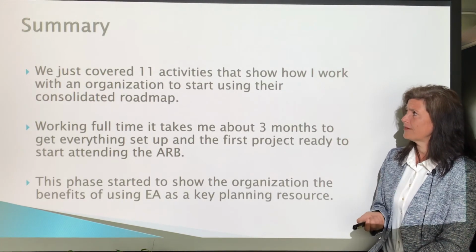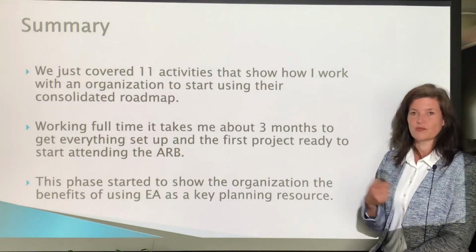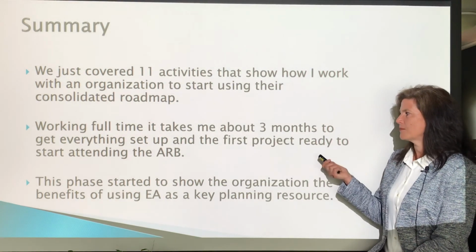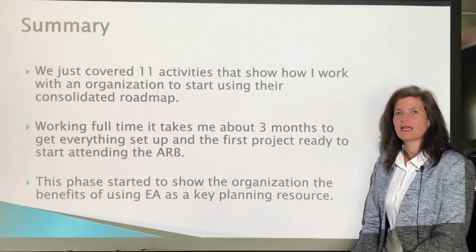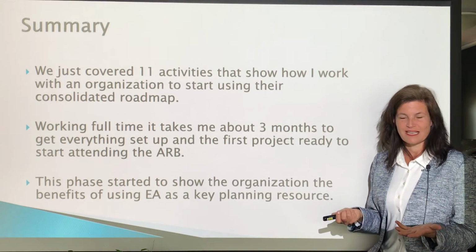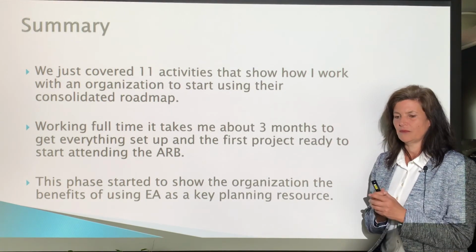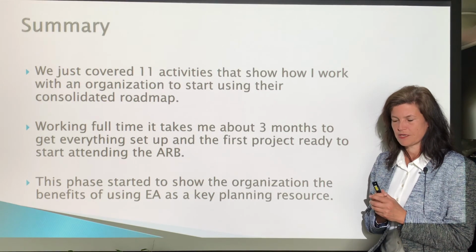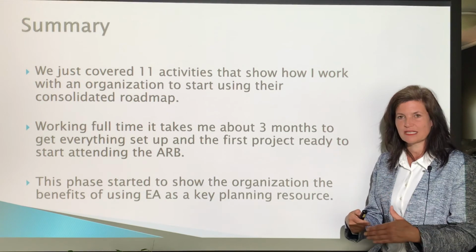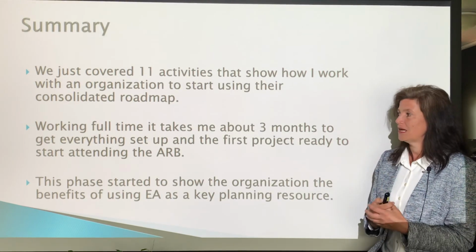So we just covered 11 activities that show you how I start to work with the organization when it comes to using that consolidated roadmap. Working full time, again, this one is about 3 months. And this is because we are trying to work with projects. So the timeline, that's an average. It will be different for every organization. But what we want to do is start working with that first or second project to get that full cycle of the ARB out.